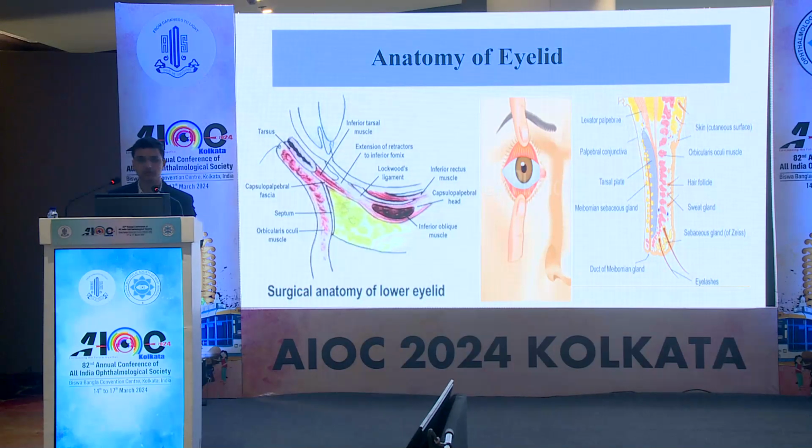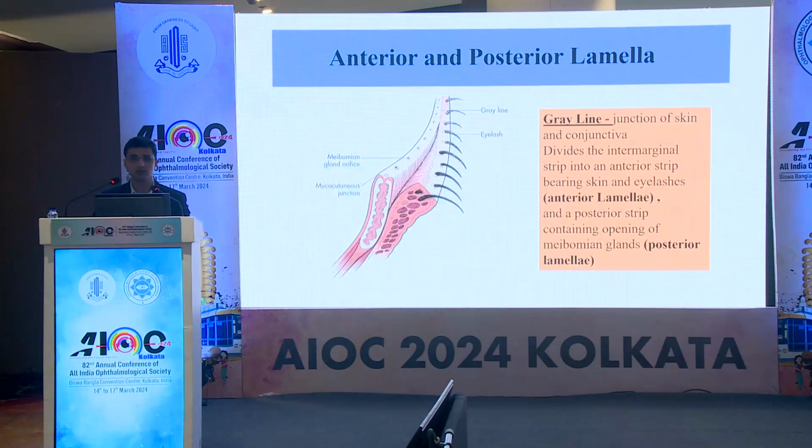The major differentiating feature between the upper eyelid and the lower eyelid is the presence of the capsulopalpebral fascia in the lower eyelid, which is replacing the LPS muscle present in the upper eyelid. The most important concept for a reconstructive surgeon is the presence of the gray line, as we all know, which is the junction of the skin and the conjunctiva. It divides the intermarginal strip into the anterior lamella, which bears the skin and the eyelashes, and the posterior lamella, which consists of the openings of the meibomian glands.